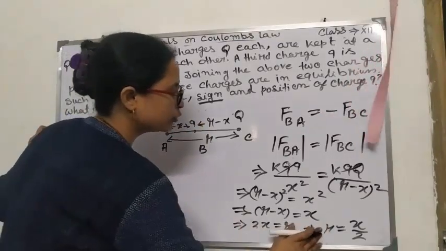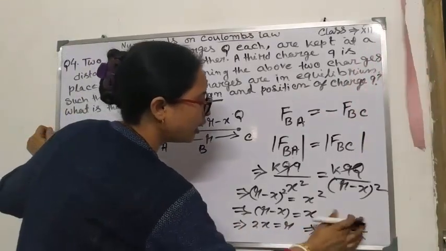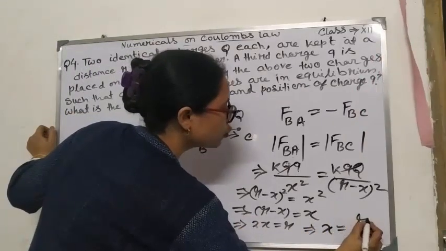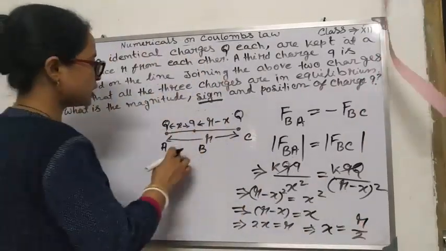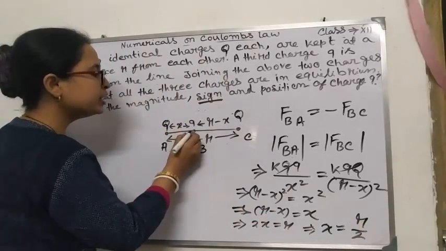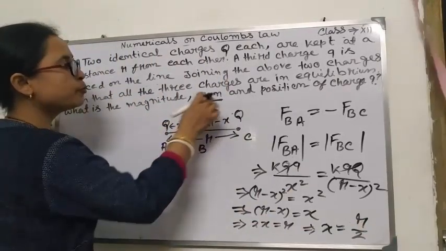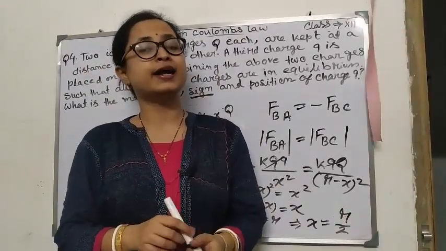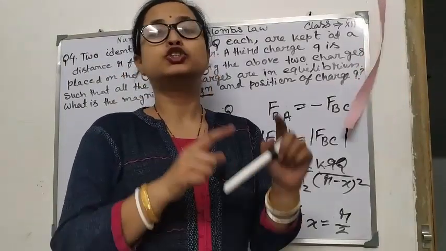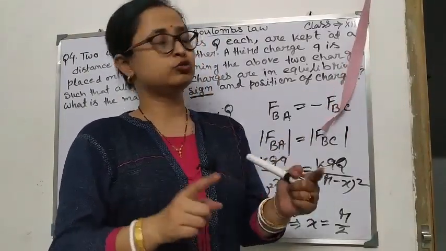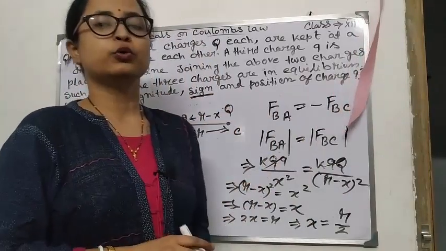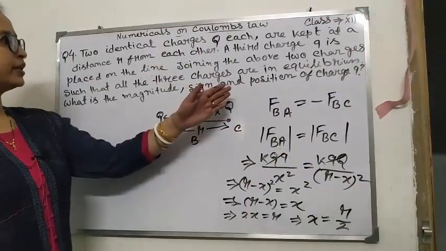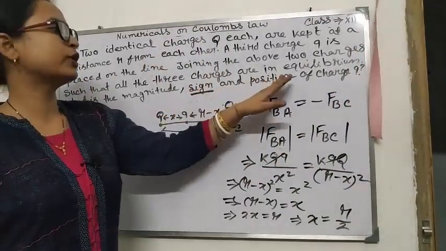So the position is x equal to r by 2. Where does the charge have to be placed? The charge has to be placed at the midpoint. So small q is placed at the midpoint of the line joining the two identical charges capital Q. Clear?